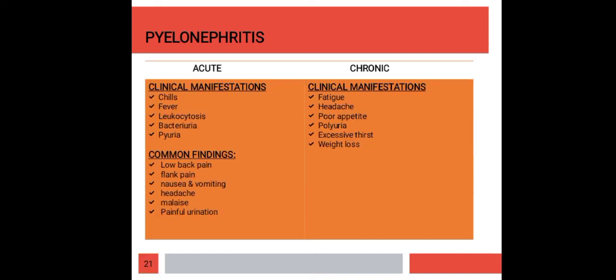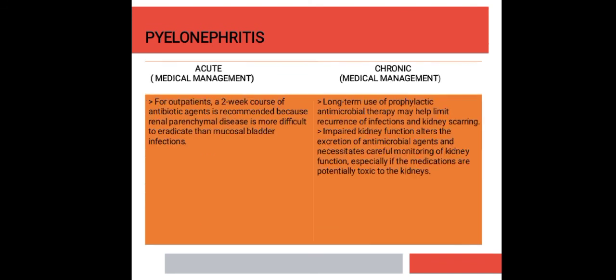Clinical manifestations for acute pyelonephritis may include chills, fever, leukocytosis, bacteriuria, pyuria. The common findings are low back pain, flank pain, nausea and vomiting, headache, malaise, and painful urination. Clinical manifestations of chronic pyelonephritis may include fatigue, headache, poor appetite, polyuria, excessive thirst, and weight loss.